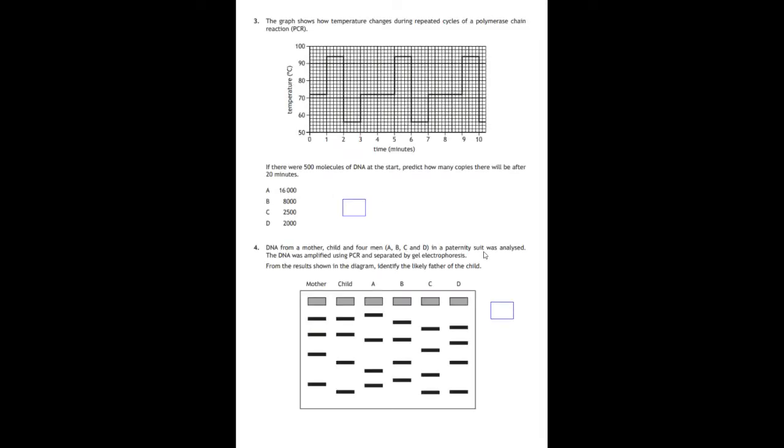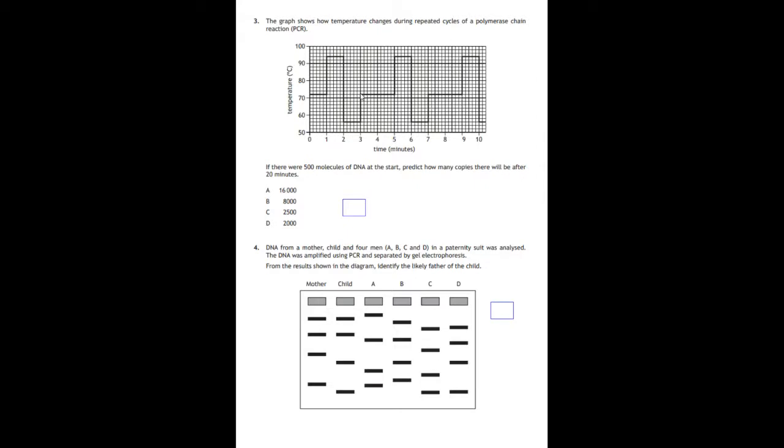The graph below shows temperature changes during repeated cycles of PCR. If you start with 500 molecules of DNA, predict how many copies there will be after 20 minutes. The first thing you need to do is think, well, PCR doubles the number of copies of the sequence at each stage. In 20 minutes, how many cycles will I be able to do? It's sometimes a bit tricky here to say, where does it start, where does it end?